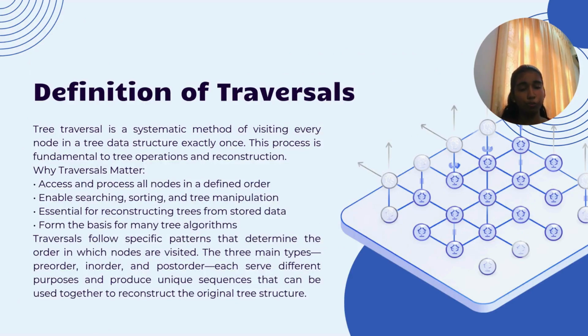Now we come to a very important topic, tree traversals. Traversal means visiting every node in a tree in a specific order. Traversals are used to process tree data, search nodes, store trees, and reconstruct trees. Without traversals, it would be difficult to understand or rebuild tree structures. There are mainly three types of traversals: preorder, inorder, and postorder. Each traversal follows a unique visiting order.